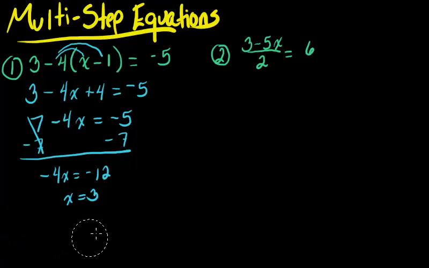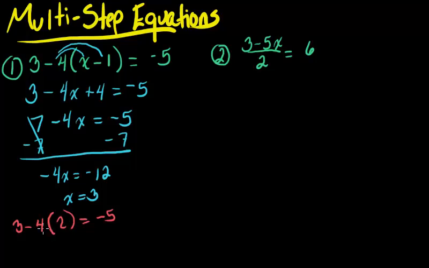If I erase this out, let's change back to the pen, and then putting this in, we're going to get 3 minus 4, and then we're just going to substitute in 3 minus 1, which is 2, equals negative 5. 4 times 2 is 8.